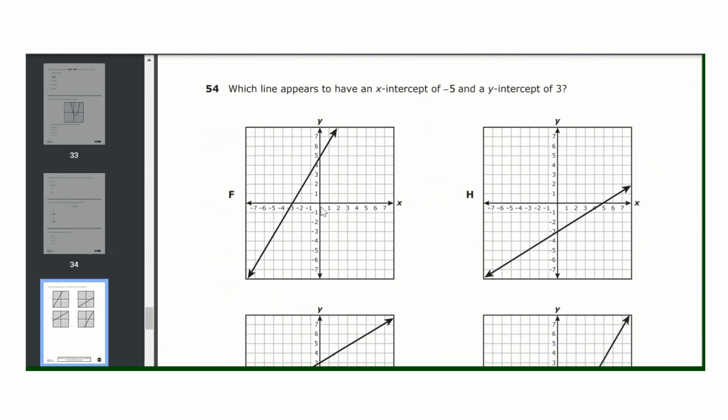Number 54, ladies and gentlemen, the last problem. Which line appears to have an x-intercept of -5 and a y-intercept of 3?